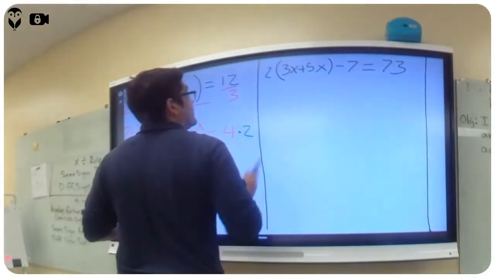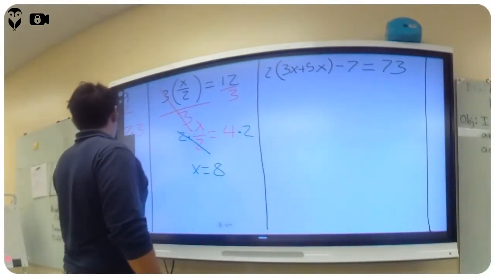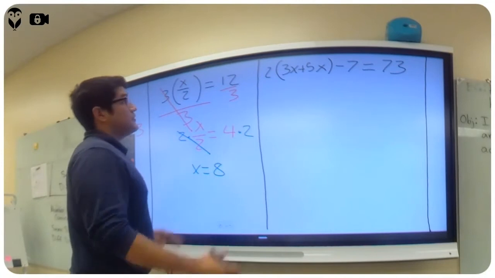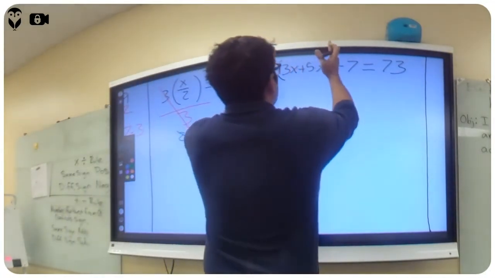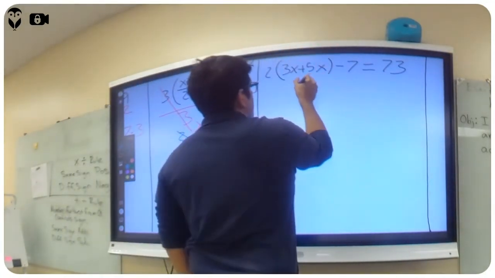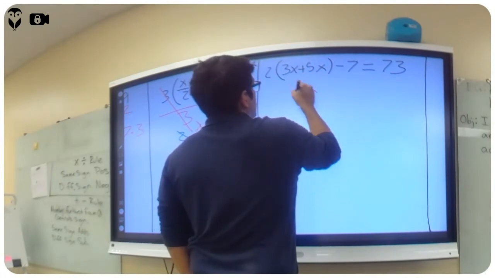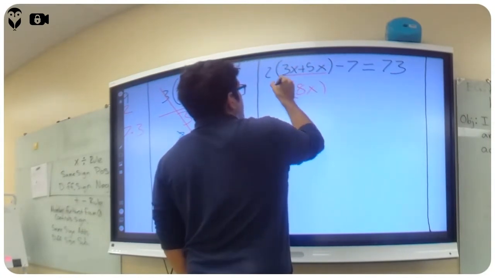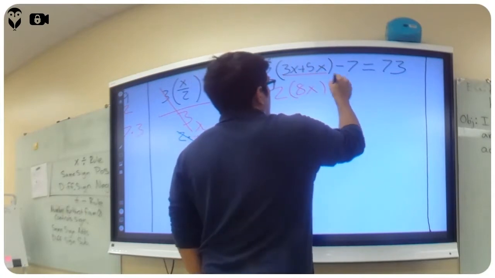Okay, so this one here. Let's deal with this one. You have to consolidate here. So here, can you put these together? You can. This ends up to be 8x. Okay, this adds together. You're allowed to add them together because they both have x's.